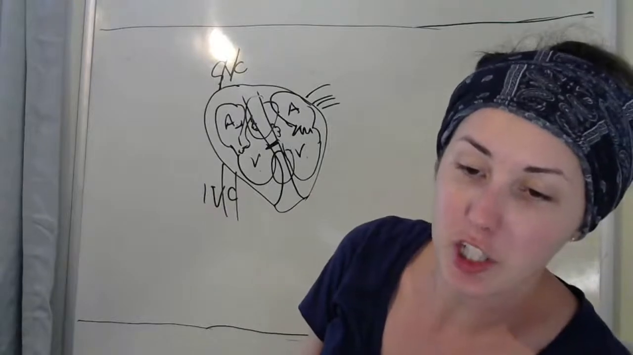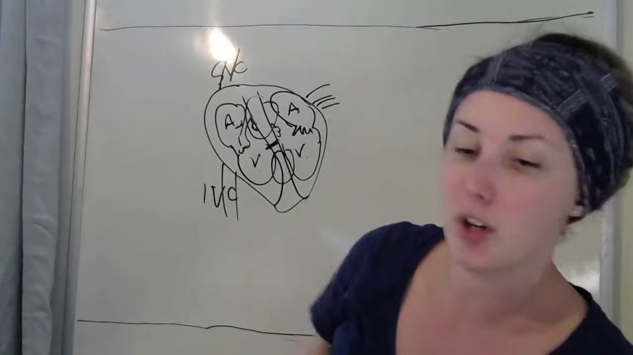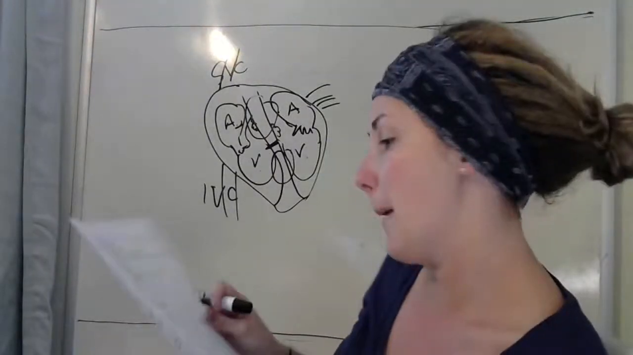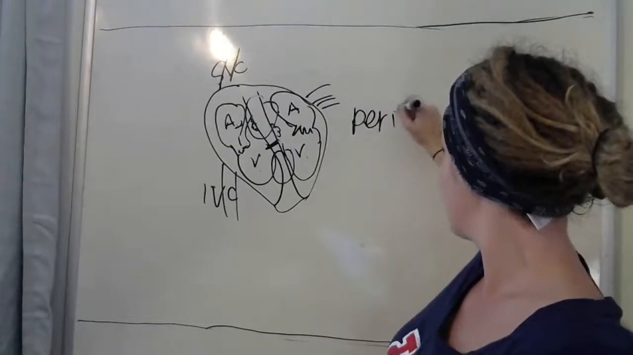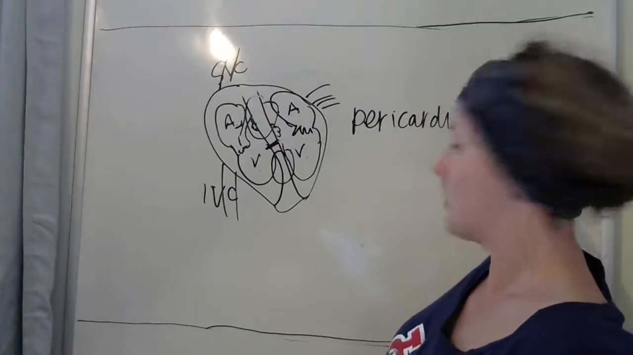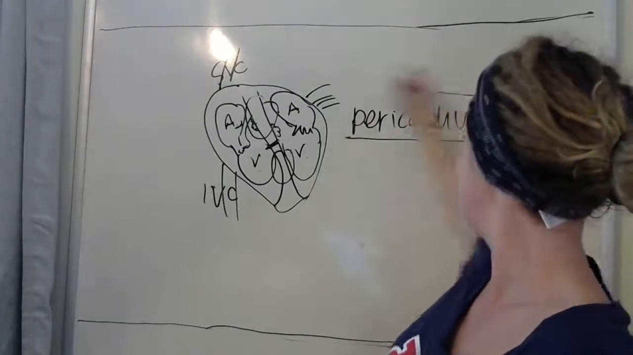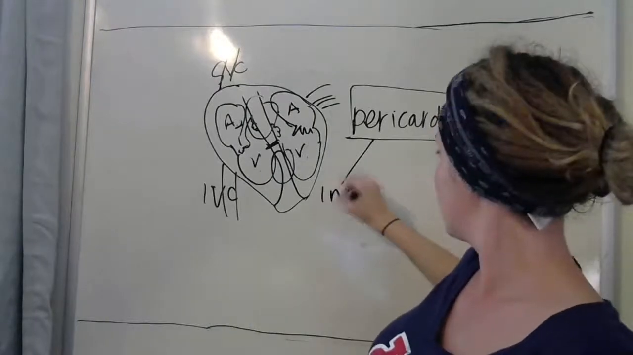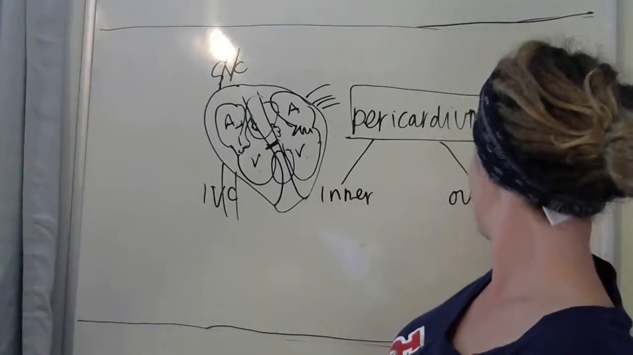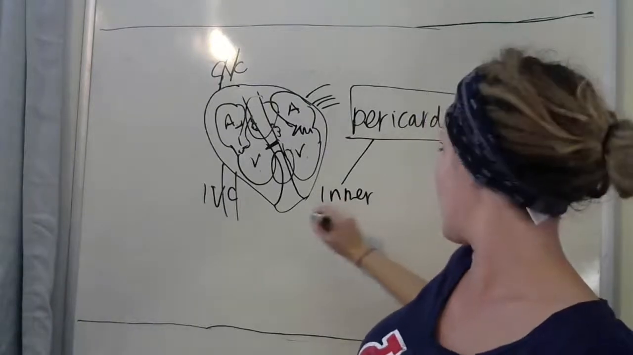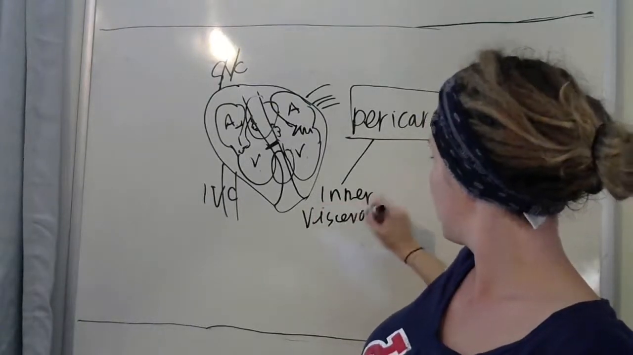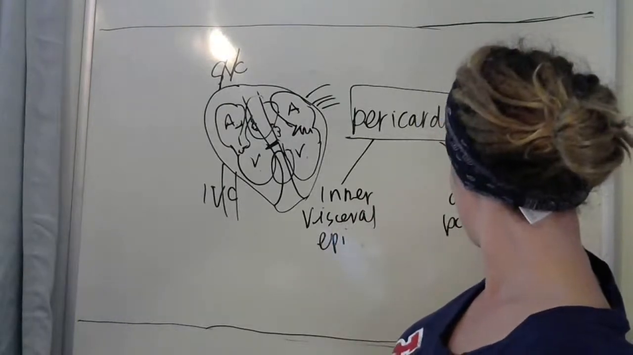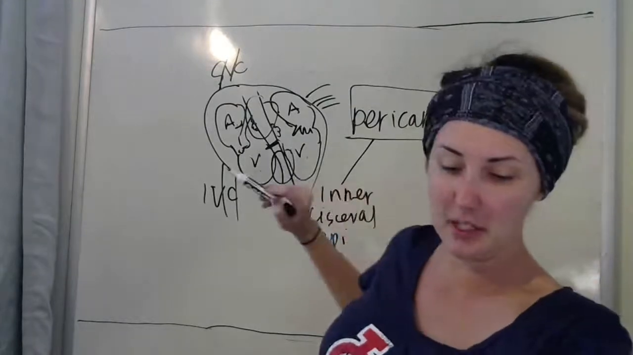And then the chambers of the heart are covered in a smooth muscle tissue called endocardium. So I drew this in a little chart just to break it down. We have pericardium, which is broken down into two: an inner and an outer. Inner is your visceral or epicardium, and outer is going to be parietal. She may ask us these. I don't think it's going to be anything crazy.